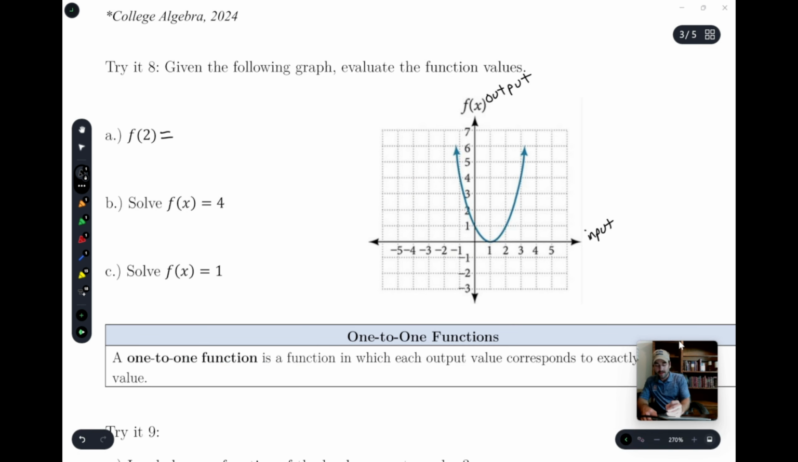So f of 2, if we input 2 on the x-axis, that's right here, we go up until we find that blue line, and we say, what did we output? If we input 2 on the x-axis, that red line takes us, and we output 1.